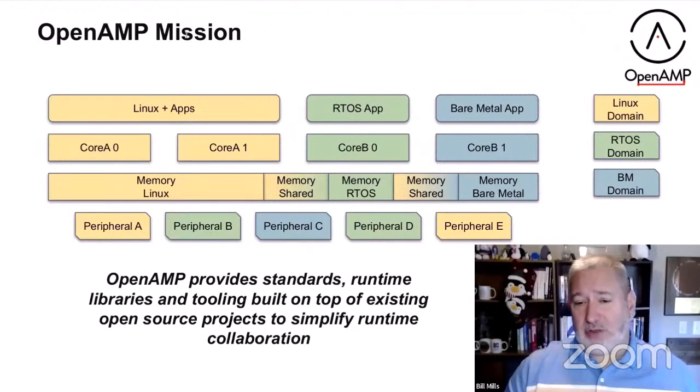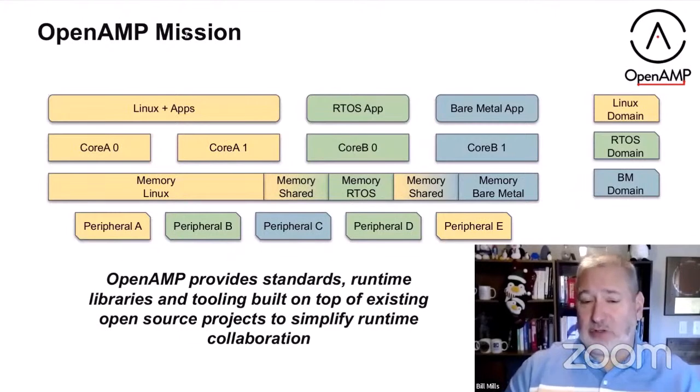You can see here that the memory is shared between the different systems. So some of it is parceled up. Some of it is privately used by a given OS, and some of it is shared by two or more of the OSs. Each of the peripherals is assigned to one of the different OSs. So this requires a lot of coordination and communication, and that's really what OpenAMP is about.